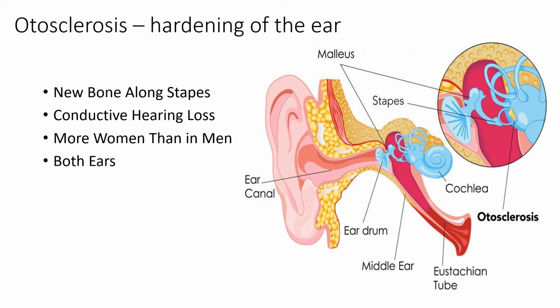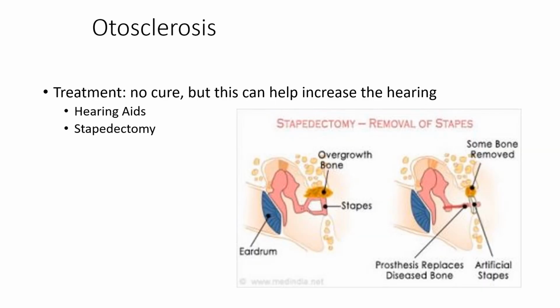Otosclerosis is the hardening of the ear, and what's happening here is new bone develops along the stapes, which is the third bone in the inner ear. It usually causes conductive hearing loss, but it can be mixed. This is more common in women than men, and is recognized by progressive hearing loss in both ears and tinnitus, especially noticeable at night. With this, the tympanic membrane is going to appear pinkish orange. There is no cure. However, they can provide hearing aids to help with the hearing loss.